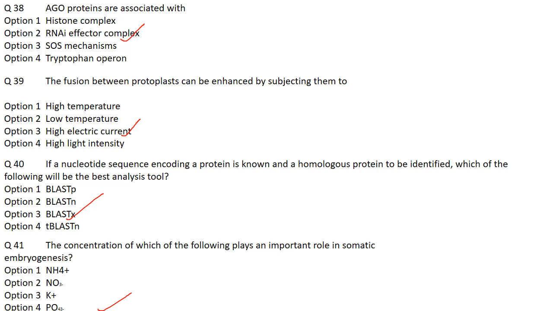If a nucleotide sequence encoding a protein is known and a homologous protein is to be identified, which of the following will be the best analysis tool? So BlastX searches the protein database using a translated nucleotide query. So answer will be BlastX. The next one. The concentration of which of the following plays an important role in somatic embryogenesis? It is PO4 3-. Option 4.